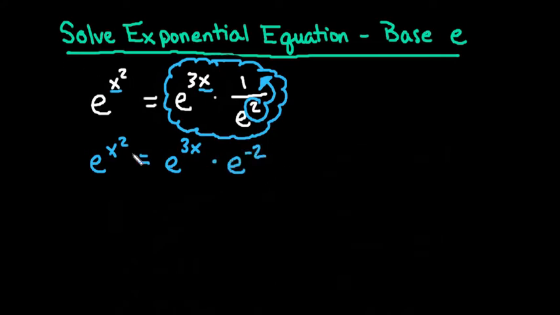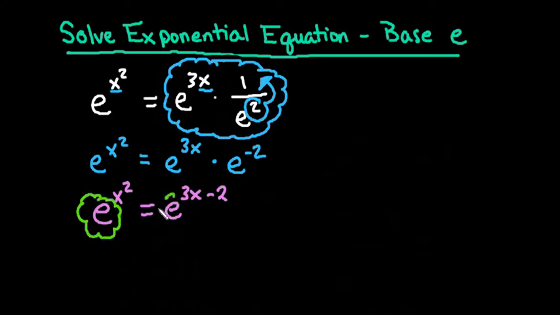Now I need to simplify this side further so that it only has one e. And remember that when you're multiplying two values with the same base with different exponents, you always add the exponents. So I would do 3x plus negative 2, which is really just 3x minus 2. Okay, now we have it to where we have the same base on both sides.